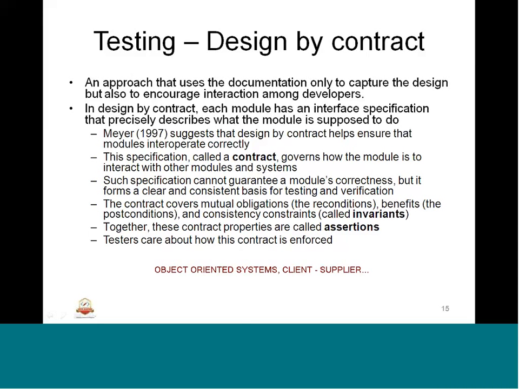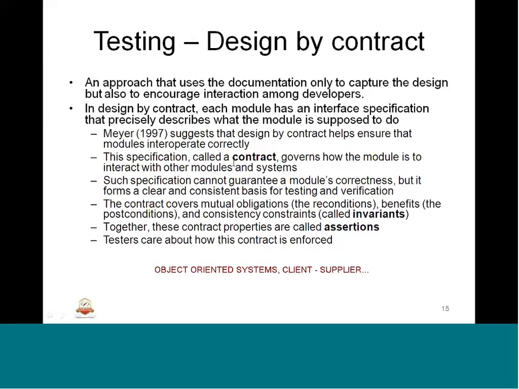In design by contract, each module has an interface specification that precisely describes what the module is supposed to do. That interface specification, like the ICD or interface control document, basically talks about what the module is supposed to interface and interact with, the other sub modules or the main modules. Meyer 1997 suggests that design by contract helps ensure that modules interoperate correctly. This specification is called a contract.